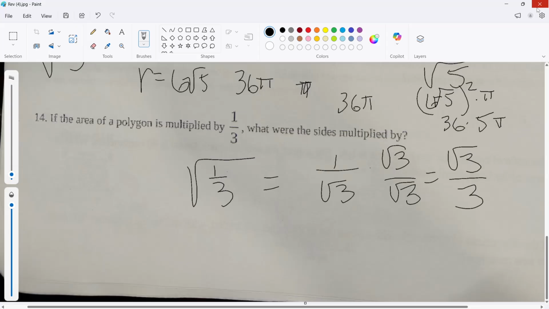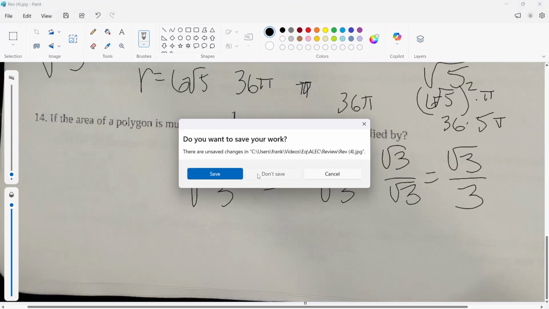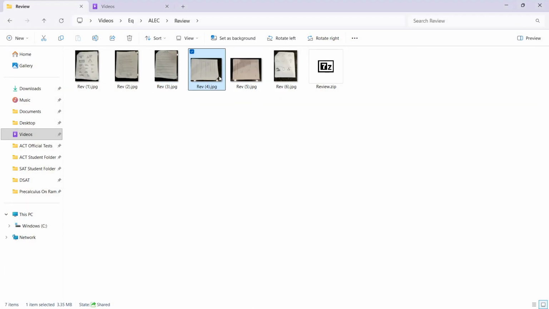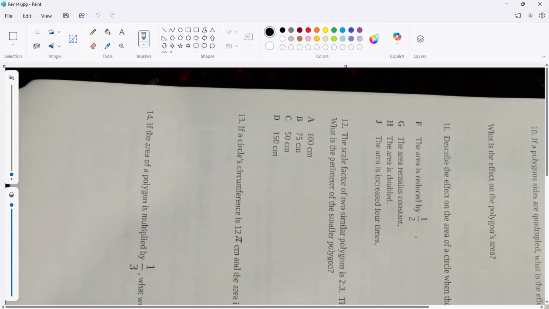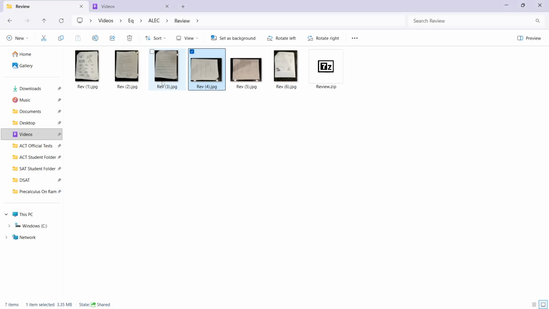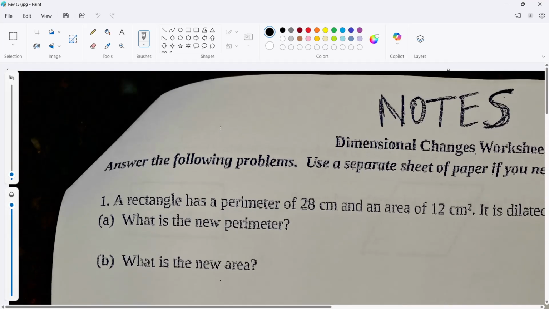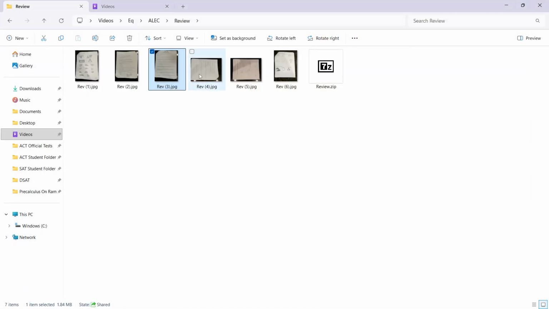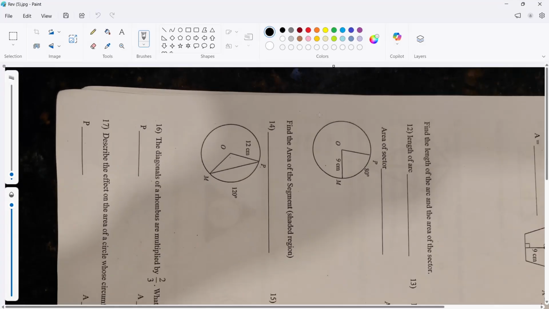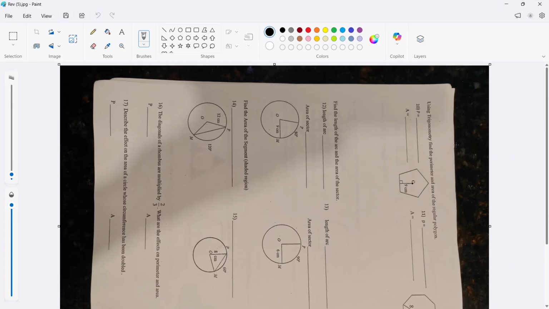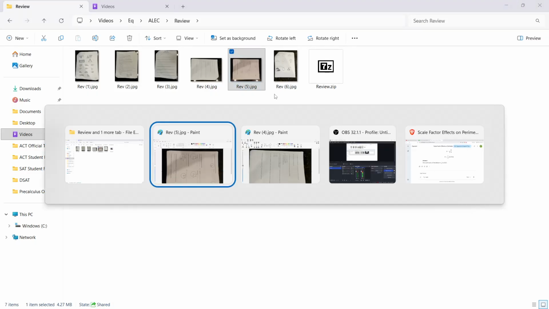Okay, that's it for the notes. Let me double check. What's the next page I have? Is this more notes? There's the first notes. I did the second notes. Okay, I've got to look at this one. Is this more notes? No, that's not more notes. Okay, I'm done with the notes.